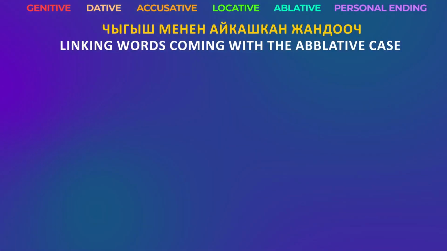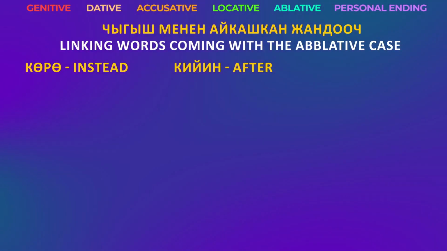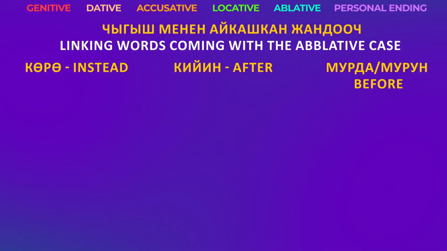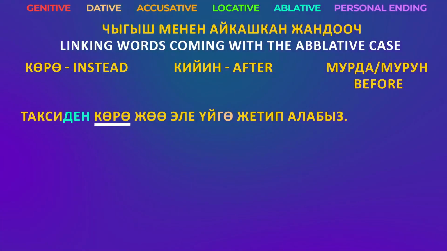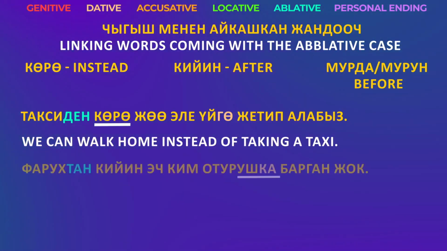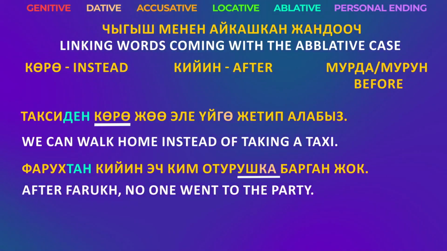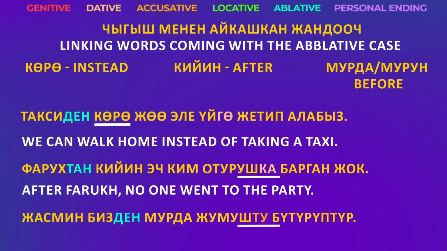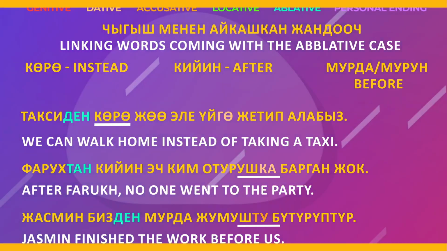And the last one is чыгыш менен айкашкан jandoch. There are the linking words coming with the ablative case. There are көрө, which means instead, кийин, which means after, and мурда and мурун, which both mean before. For example, таксиден көрө жөө эле үйгө жетип алабыз. We can walk home instead of taking a taxi. Фаруктан кийин эч ким отурушка барган жок. After Faruk, no one went to the party. Jasmine бизден мурда жумушту бүтүрүптүр. Jasmine finished the work before us.